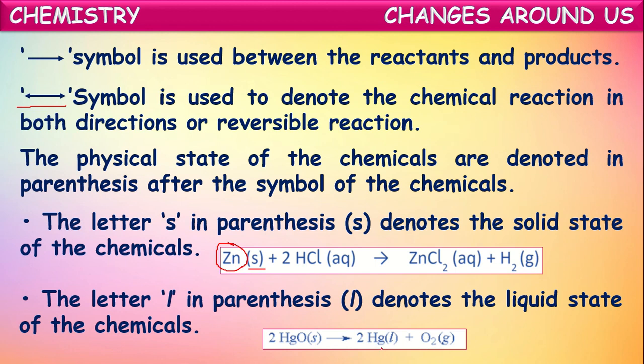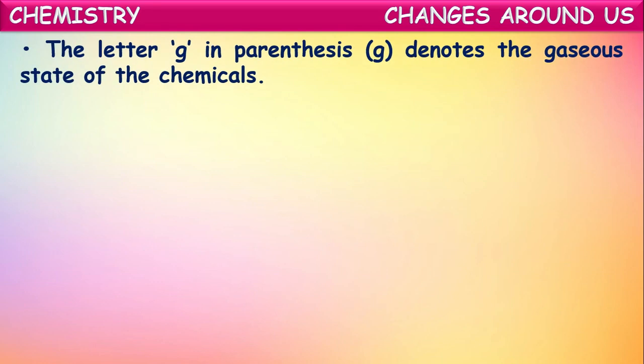Here, beside Hg, they have mentioned L in the parenthesis. This represents that the Hg formed in this reaction is in the liquid state. So L represents the liquid state of the chemicals in the reaction. Okay, S represents solid state. Now, the letter G in the parenthesis denotes the gaseous state of the chemicals.